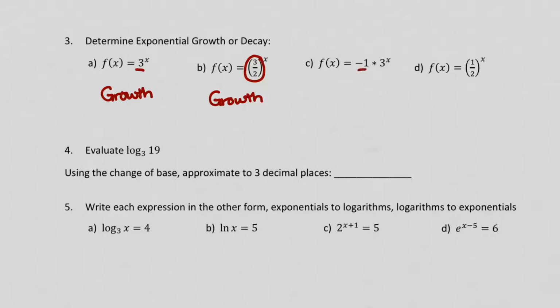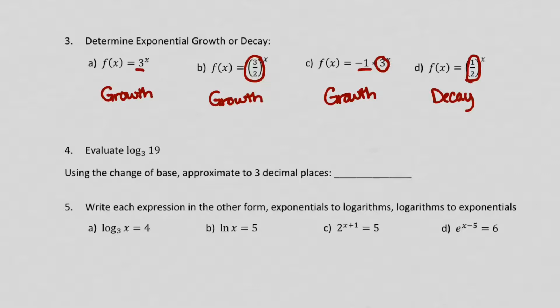Okay, this has a -1 out front. Looks confusing. That's not what we're looking at. We look at what's taken to the x power. It is 3, so that is also growth. And then in D, it's 1/2 power, which is 0.5. That is between 0 and 1, so that will be decay.